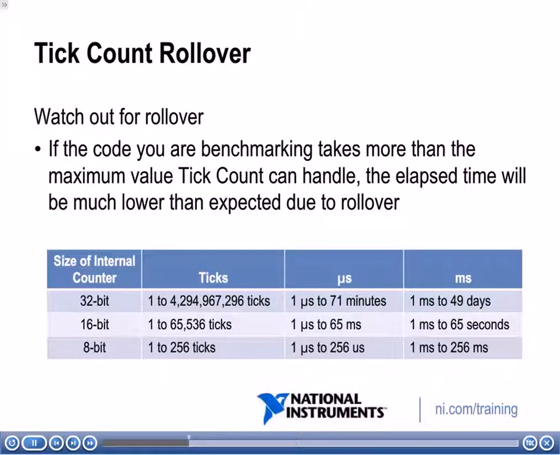So again, we see this table. Let's say you're trying to measure something and you're expecting that the loop period is going to be something around 35 milliseconds. Well, if millisecond resolution is good enough for you, then you can choose milliseconds to be your units, and because it's something less than 256 milliseconds, you can choose an 8-bit internal counter. But just be aware, if for some reason that loop period goes above 256 milliseconds, you're not going to get the expected result because of rollover.